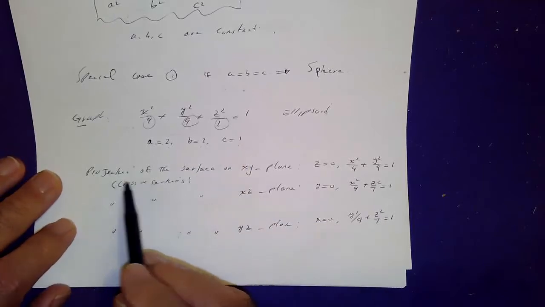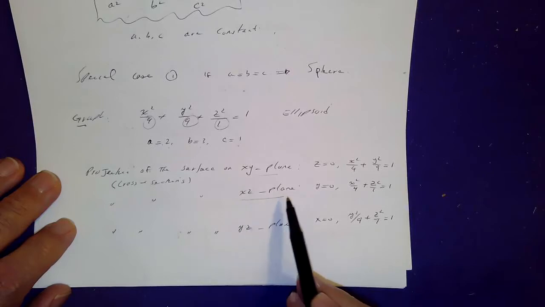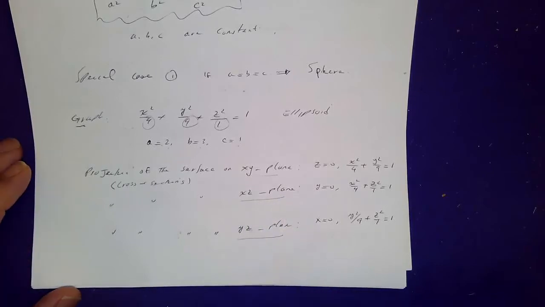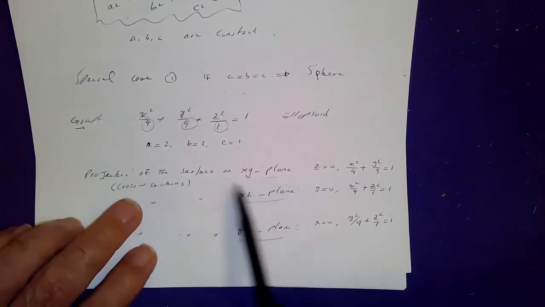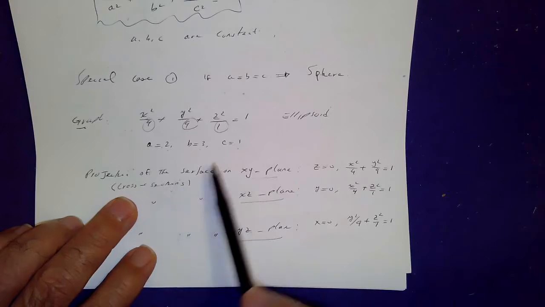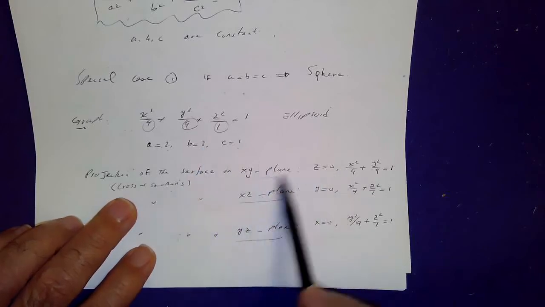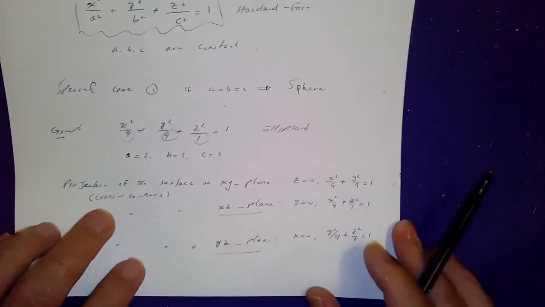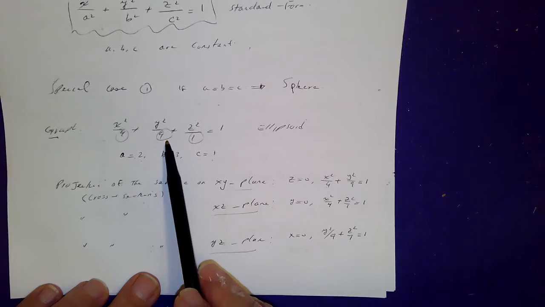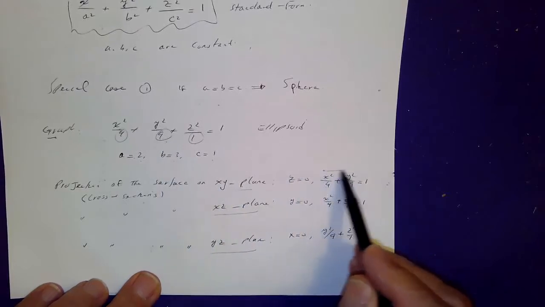So what we do at this point, we find the projection of the surface on the xy plane, xz plane, yz plane. So that would help us to complete the graph. When I say projection, what I mean is the cross-section, the intersection of the surface with the xy plane. Well, it turns out it's going to be a curve. For instance, for the intersection of this surface with the xy plane, you set z equal to 0, and lo and behold, you get an ellipse.